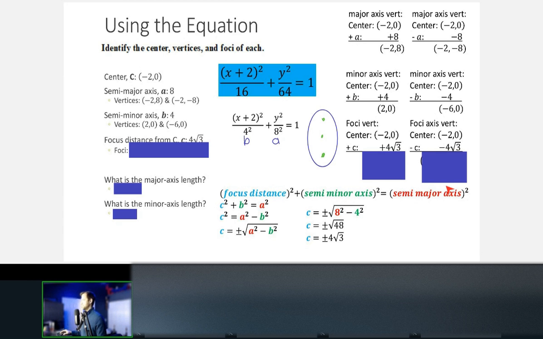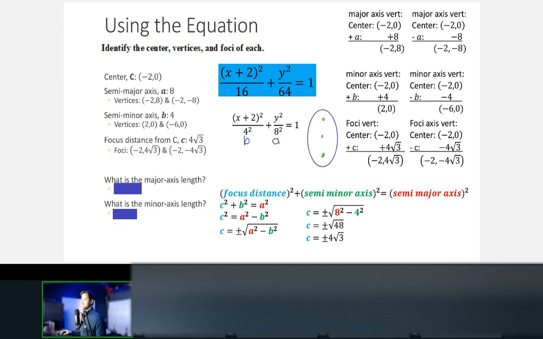Enzo says -2, 4 rad 3. Yeah, that is correct. 0 plus anything is itself, and 0 minus something is itself, right? So there's your two focal points. All right, we have everything. And then these two bonus questions.